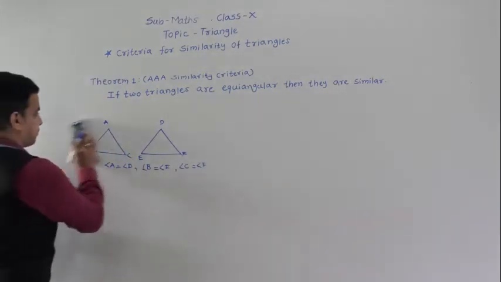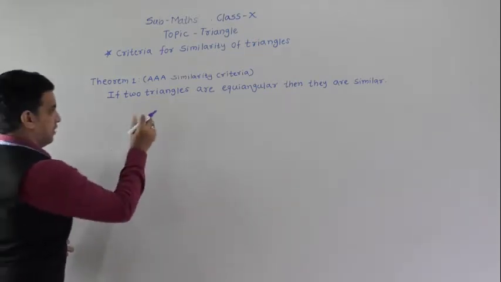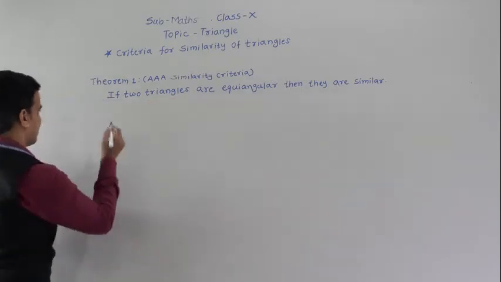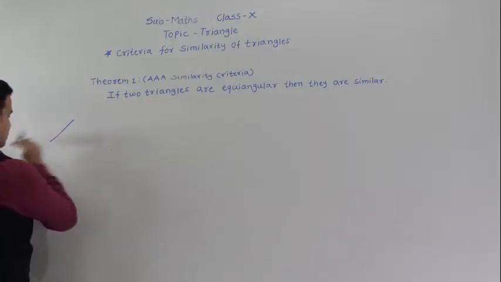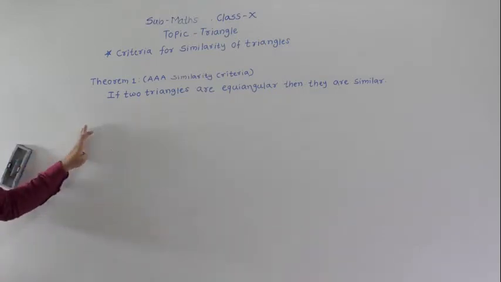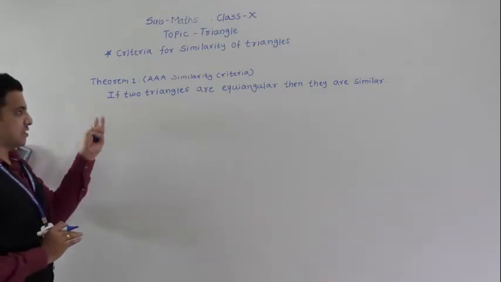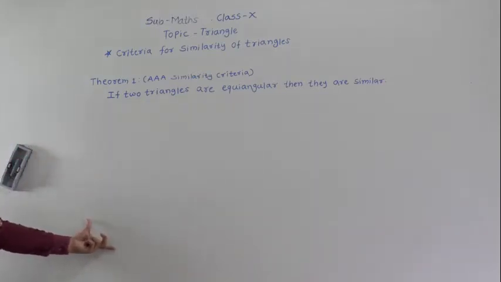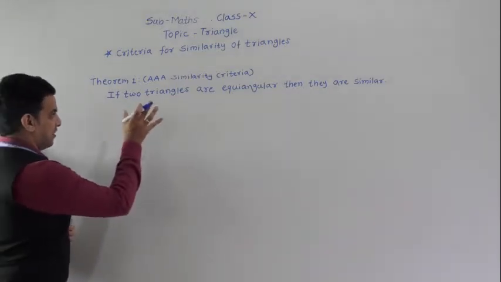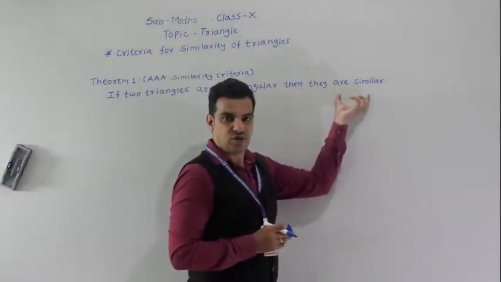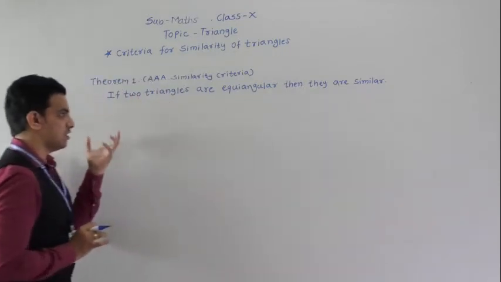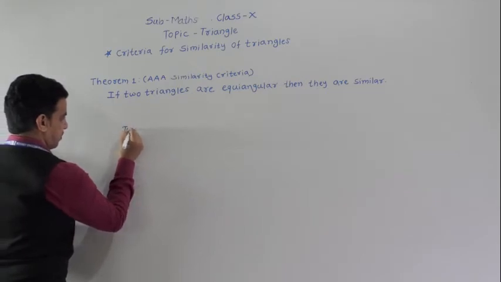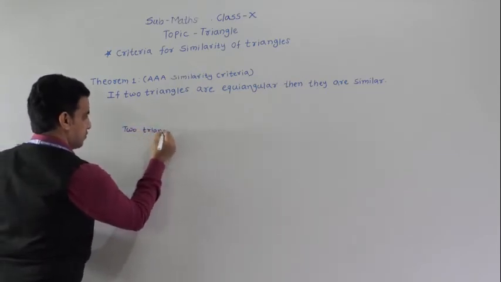Now first, there are three cases. Here we have to write what is given. Here two triangles are there, so we have to draw a diagram. When cases are there, case one has a different diagram, case two a second diagram, and case three another diagram. So first we recall what is meant by similarity of two triangles, the basic definition of similarity of two triangles.